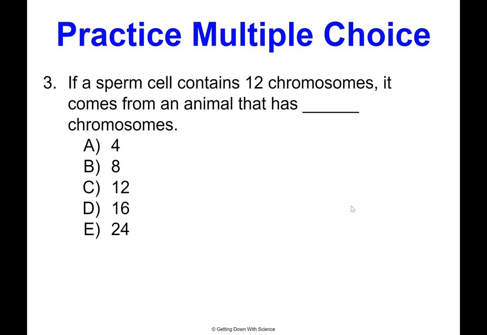If a sperm cell contains 12 chromosomes, it comes from an animal that has blank chromosomes. Remember, sperm cells are gametes. Gametes have half, or N. So the animal should be diploid, 2N. So that should give us 24.